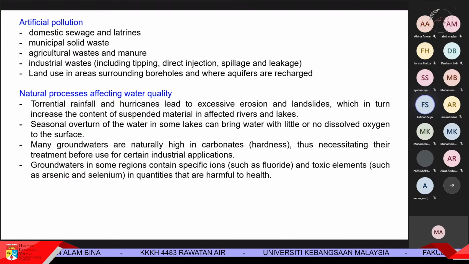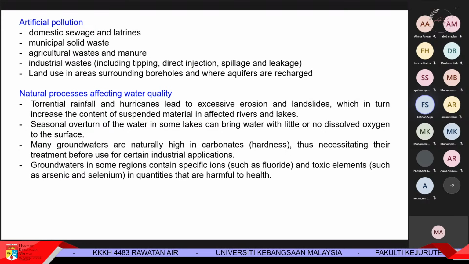Sometimes you also have natural processes like torrential rainfalls and hurricanes that lead to excessive erosion and landslides, which in turn increase the content of suspended material in affected rivers and lakes. And then you have seasonal overturn of the water in some lakes, which can bring water with little or no dissolved oxygen to the surface.